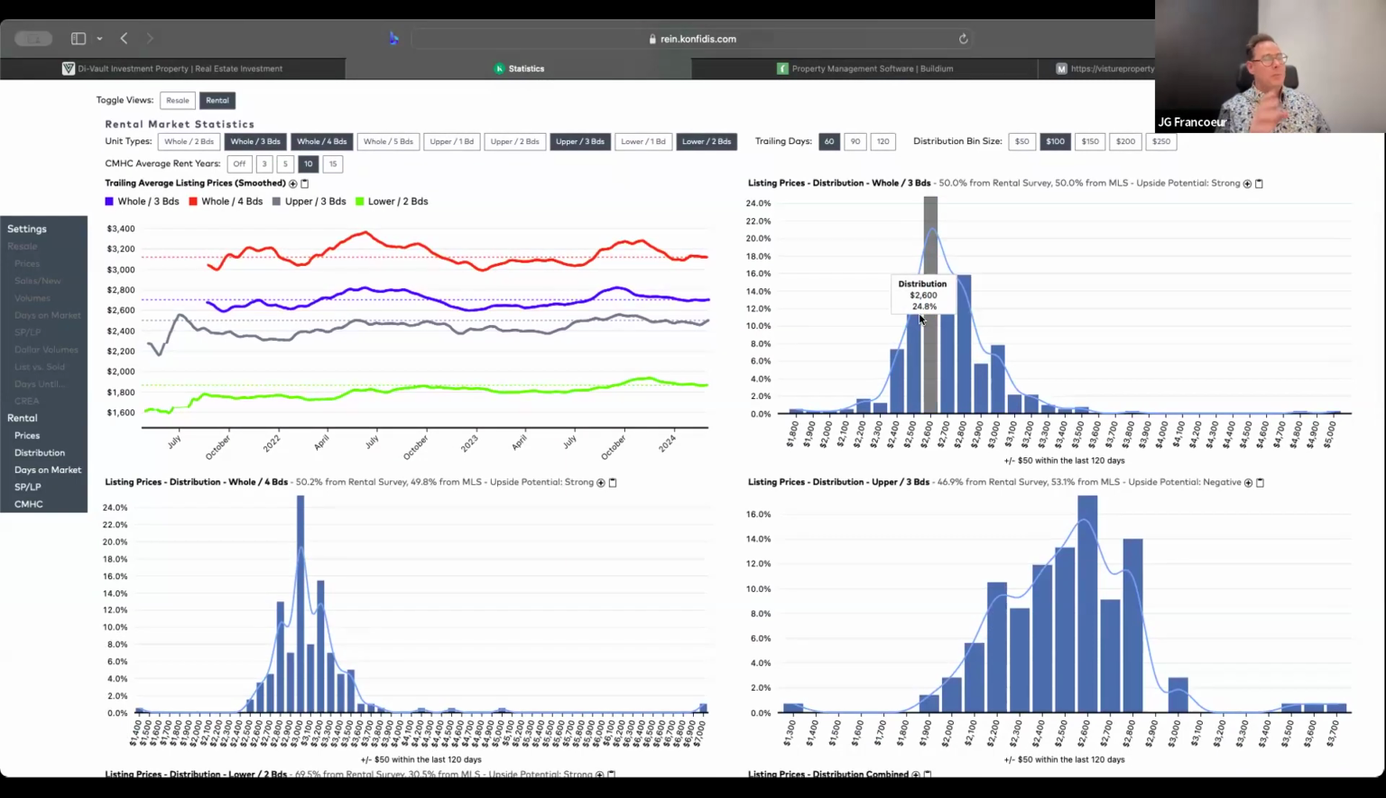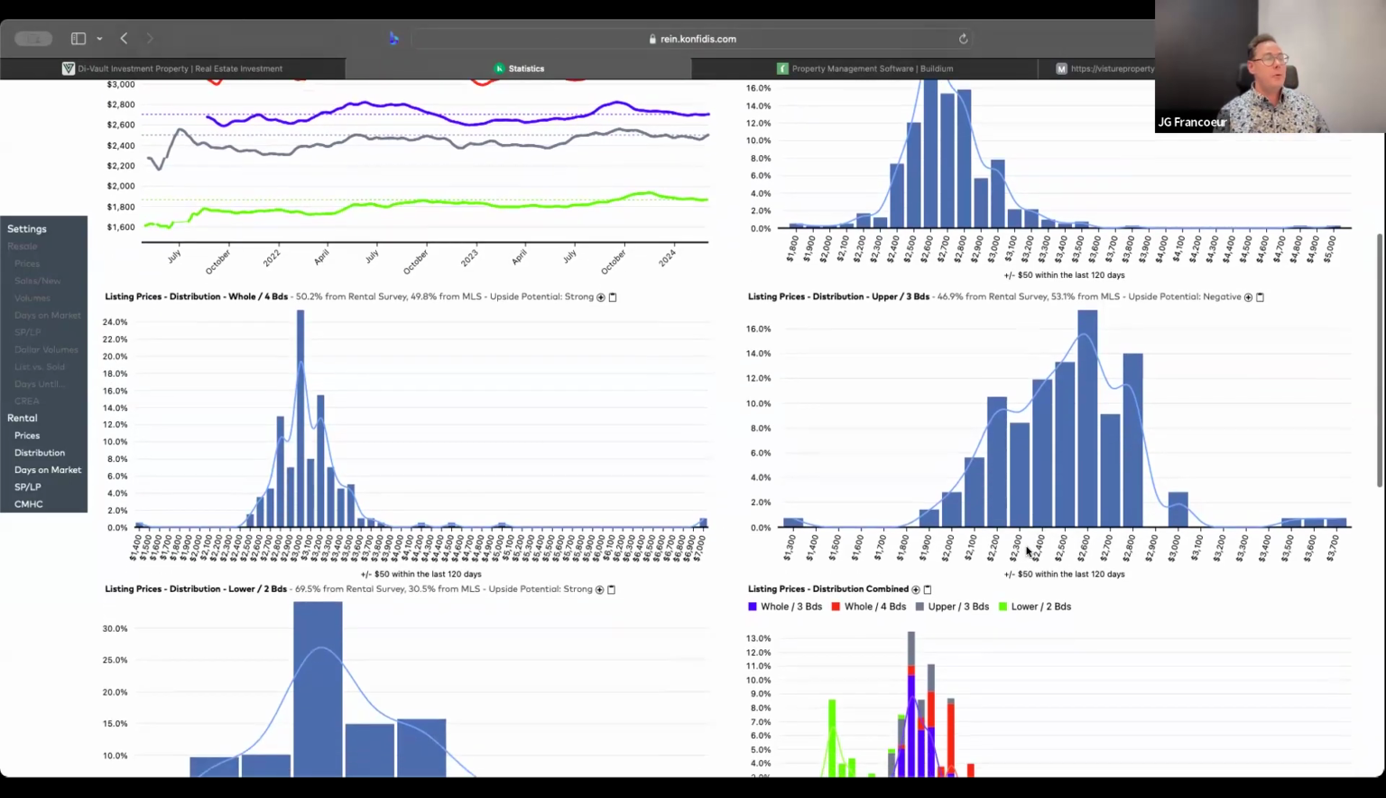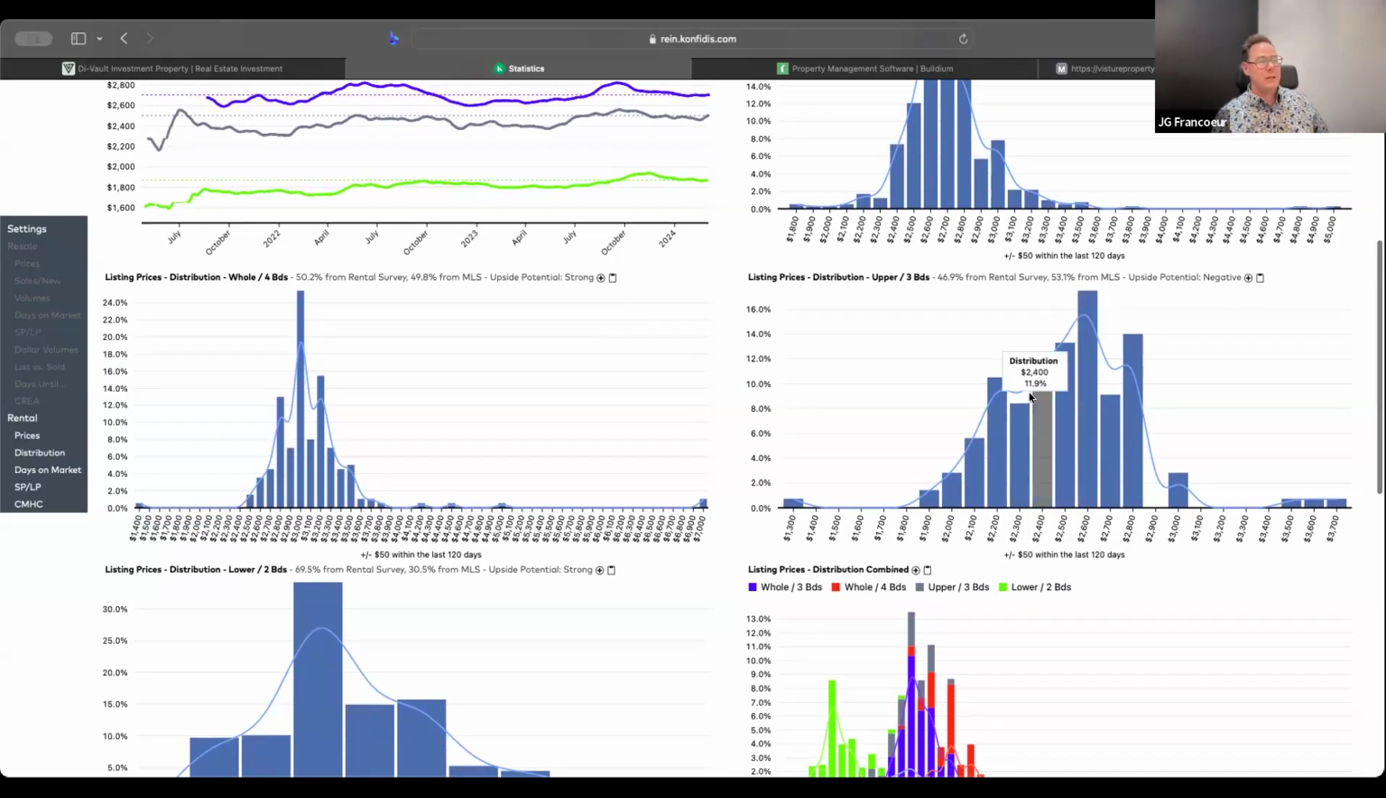Now, it doesn't mean, by the way, folks, that you're still not going to get great rents. It's a good indicator, and it's important for you to make data-driven decisions. That's what all of this comes down to. So you could see a 3-bedroom home in Barrie is going to rent between 2,600 and 2,800 on average. You can see a 4-bedroom is going to rent between 2,800 and 3,200. An upper 3-bedroom.